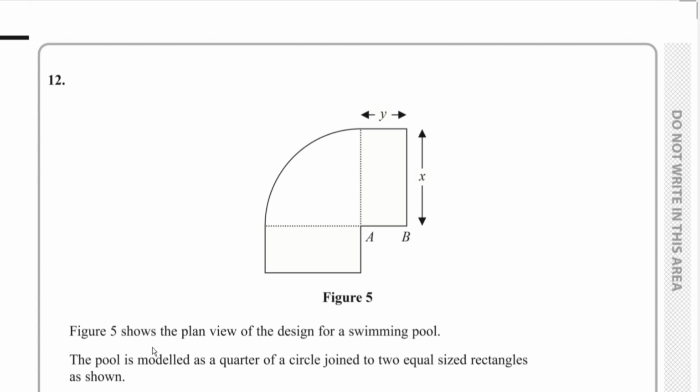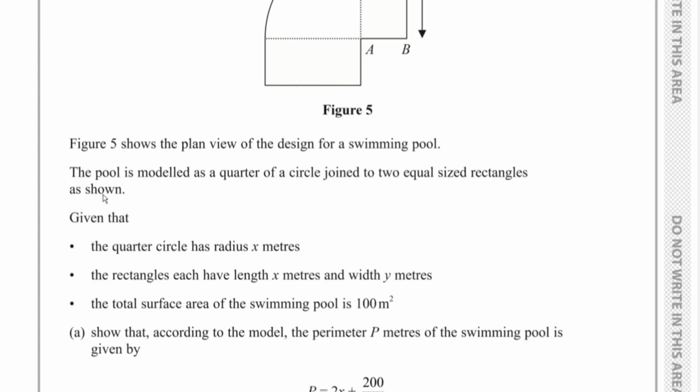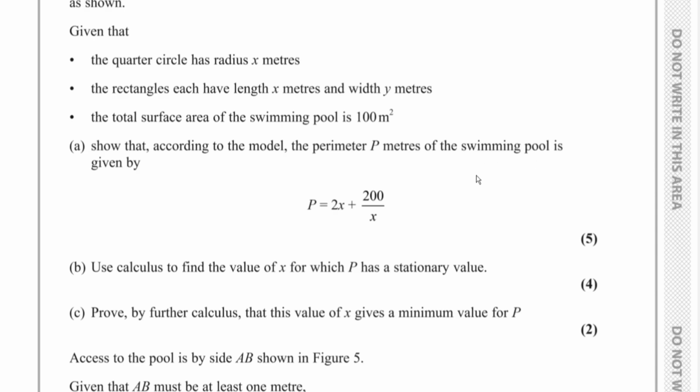Question number 12. Figure 5 shows the plan view of the design for a swimming pool. The pool is modelled as a quarter of a circle joined to two equal-sized rectangles as shown. Given that the quarter circle has radius x meters, the rectangles each have length x meters and width y meters, the total surface area of the swimming pool is 100 meters squared. Part A, show that according to the model the perimeter p meters of the swimming pool is given by p equals 2x plus 200 over x.